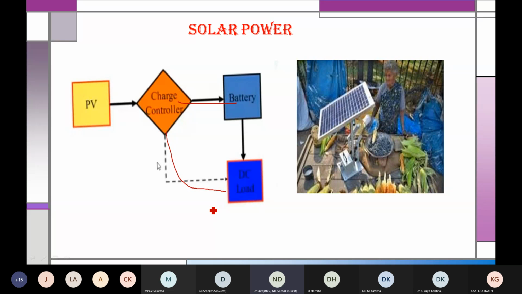This came in newspapers, right? I think it's in Bangalore. Okay, that means an old lady, she is using this technique for cooking her corn. Okay, because if you want her to boil the corn, she needs air, to blow it. So you can see a solar panel here.